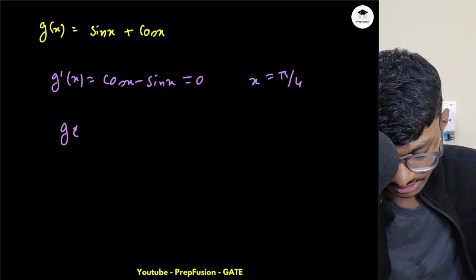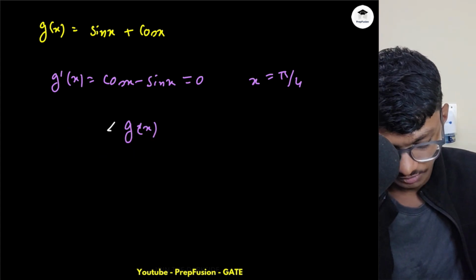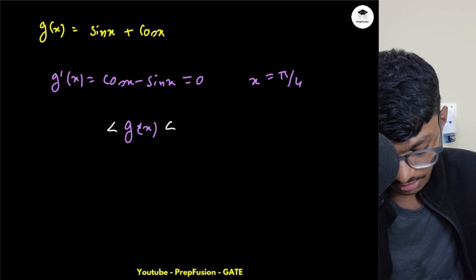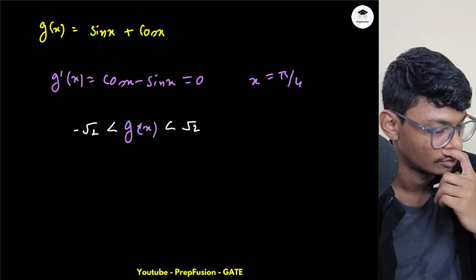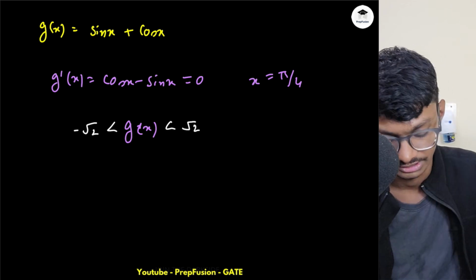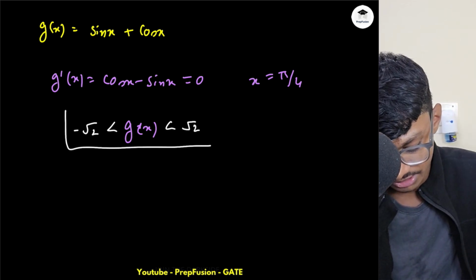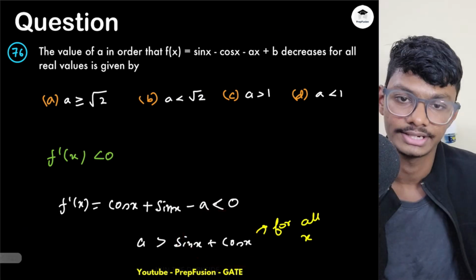So this g of x can vary between minus root 2 and plus root 2. Not minus pi by 2, some other value, like minus 3 pi by 2 or something like that. Yeah, this you have to remember. So the maximum value that this function can take is root 2.